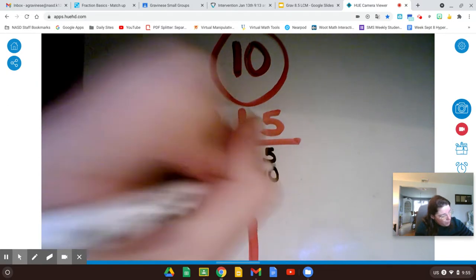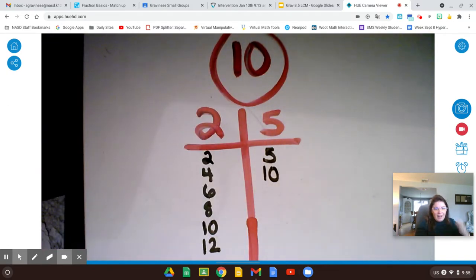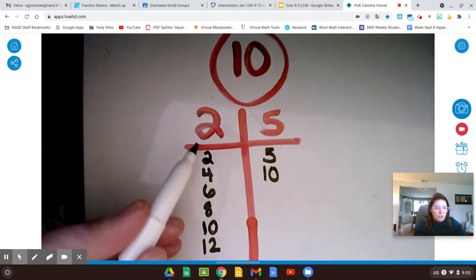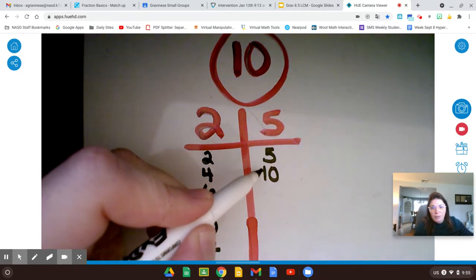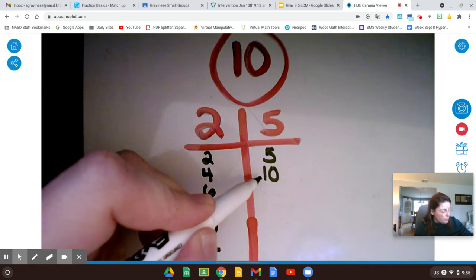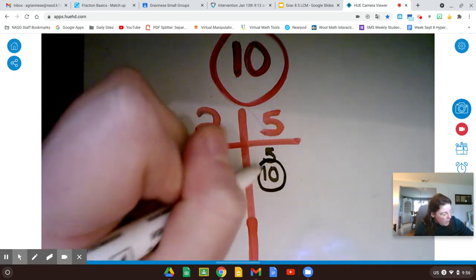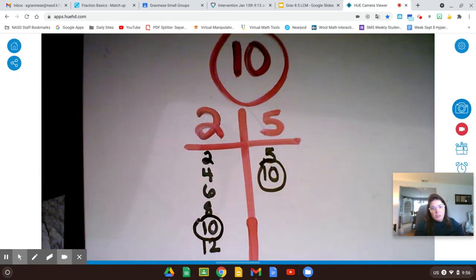5, 10. Wait a minute. I remember writing a 10 when I was doing multiples of 2. And it didn't take me very long to find 10 in my multiples of 5. So 10 is in both of my lists. Therefore, 10 is the least common multiple of 2 and 5.